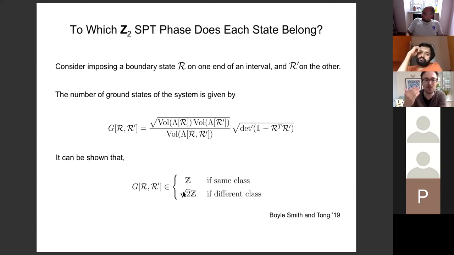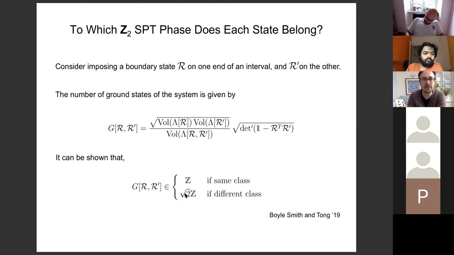The fact that there's a square root of 2 is this sort of recurring motif. That square root of 2 is telling you that there's a Majorana mode floating around somewhere. So if you plug in R and R prime into this formula and you find a square root of 2, it's telling you that R and R prime live in different classes for these boundary conditions. But by the way, going back to something I said at the introduction, the boundary conditions are closely related to gapped phases. Gapped phases in 1+1 dimensions also have a Z2 classification. It's the classification that Kitaev discovered 20 years ago. And the question about which class you're in is a question of whether the boundary conditions are associated to a trivial SPT phase or a non-trivial SPT phase.